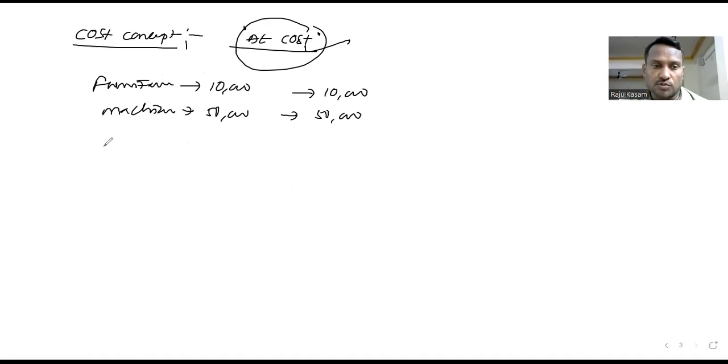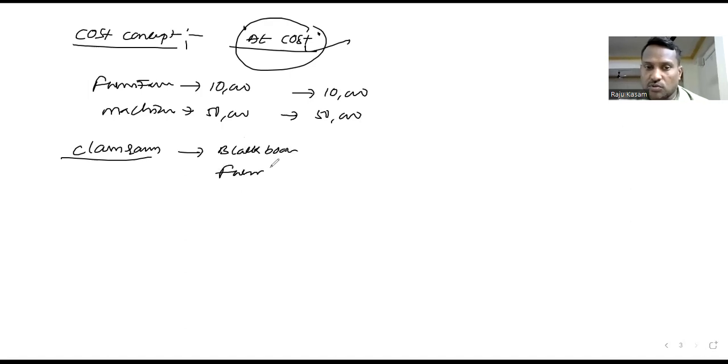Take a classroom. A college is maintaining some accounts. In the classroom, the blackboard is part of the classroom, and furniture is also part of the classroom. For the blackboard, the college included the expenses: 5,000 rupees were spent by the college for the blackboard in the class.